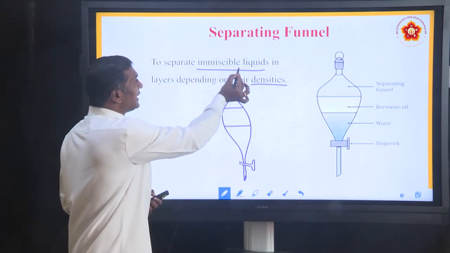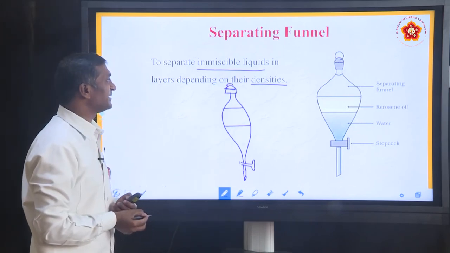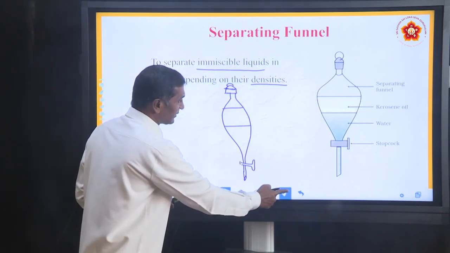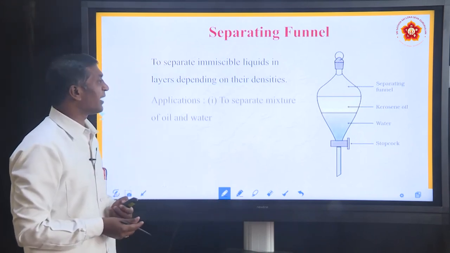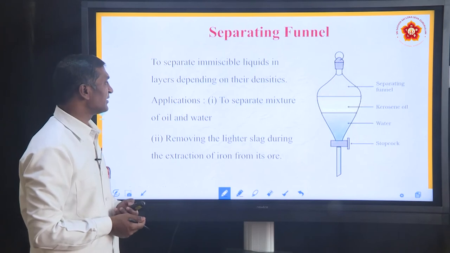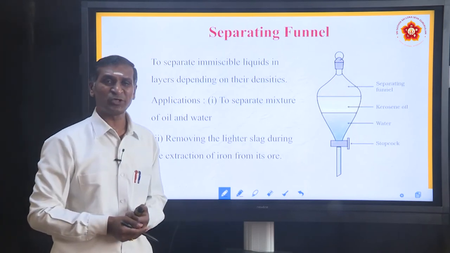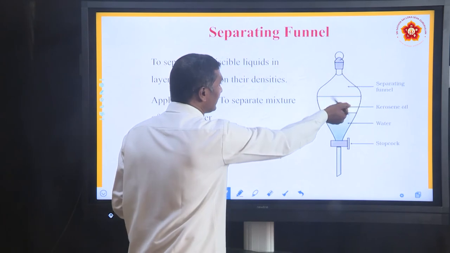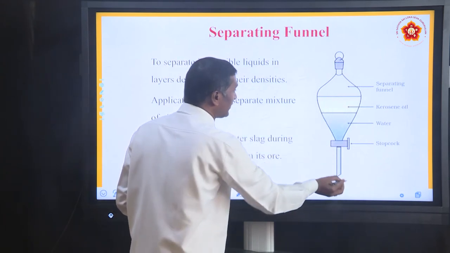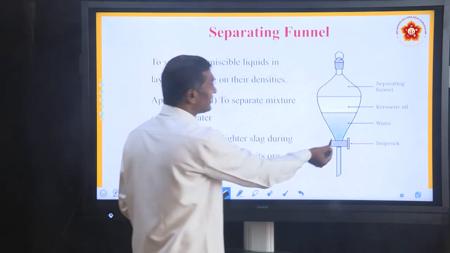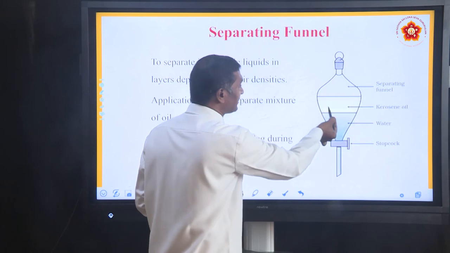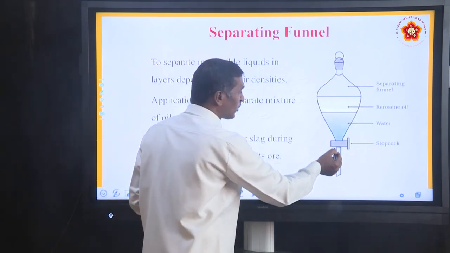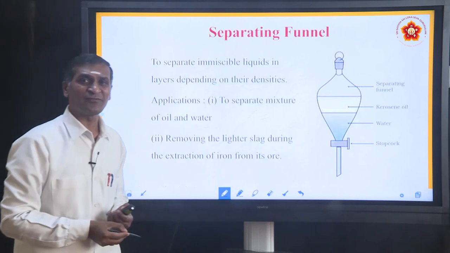To separate immiscible liquids in layers depending on their densities, a main application is to separate a mixture of oil and water. Oil will not dissolve in water; oil floats on the water. When you put that in this separating funnel, the oil will be retained here and the water will be removed from the bottom. Here you can observe kerosene oil at the top of the water and the water at the bottom. As you open the stopcock, the water flows down and only the kerosene is left over.